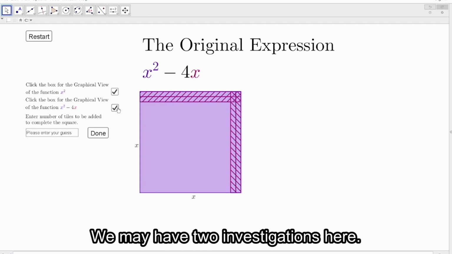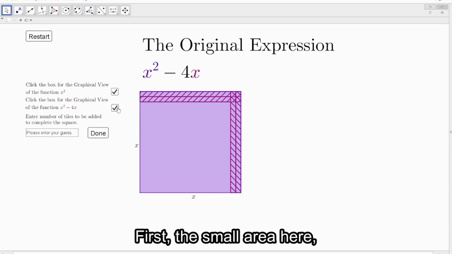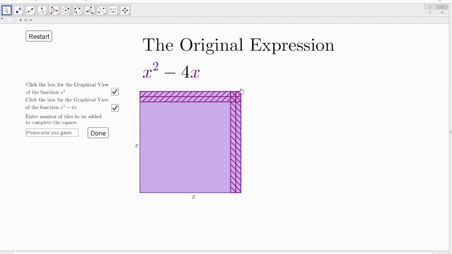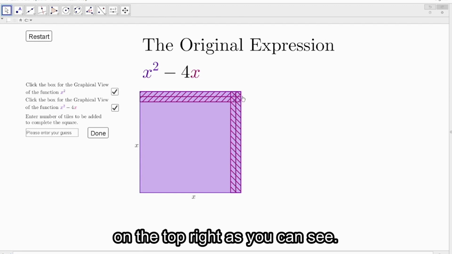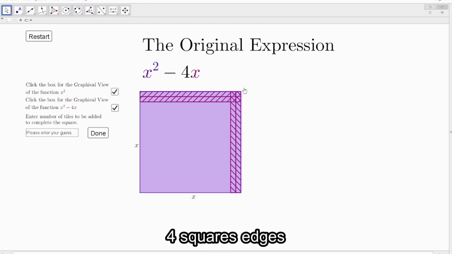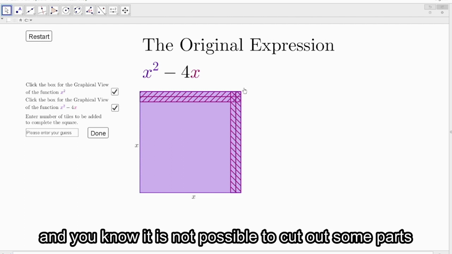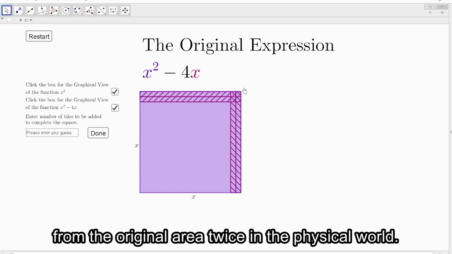We may have 2 investigations here. First, the small area here on the top right, as you can see. 4 squares, actually, are being cut 2 times, and you know it is not possible to cut out some parts from the original area twice in the physical world.